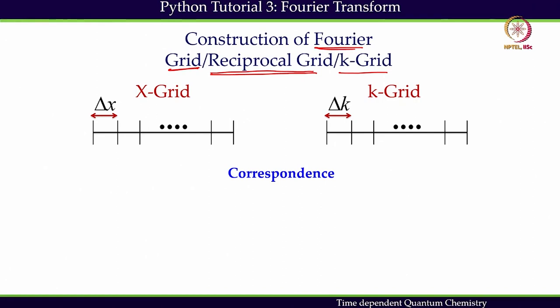So while constructing the K grid, we will first note down an interesting correspondence between the X domain and K domain. This is your X domain, which we have to create, and we know how to create the X domain with the help of the arange functionality of SciPy. While constructing the K grid, we have to follow a particular procedure. So what correspondence do we have between this X grid and K grid?